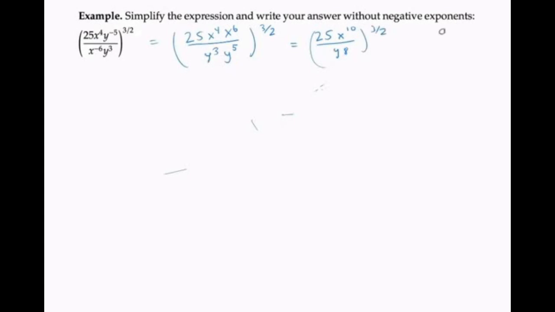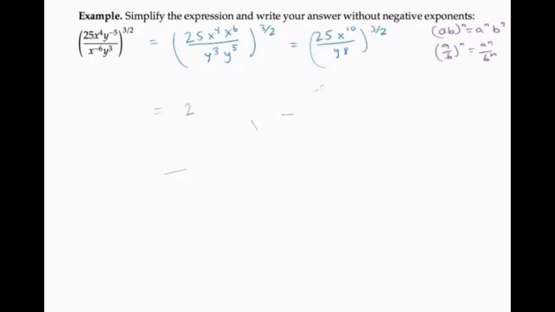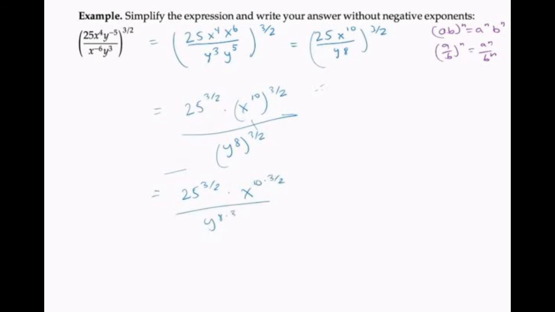Recall that we are allowed to distribute an exponent across a product or across a quotient. When I distribute this 3/2 power, I get 25 to the 3/2 times x to the 10th to the 3/2, divided by y to the 8th to the 3/2. Now the power rule tells me that when I have a power to a power, I multiply the exponents. So I can rewrite this as 25 to the 3/2 times x to the 10th times 3/2, over y to the 8th times 3/2. In other words, 25 to the 3/2 times x to the 15th over y to the 12th.